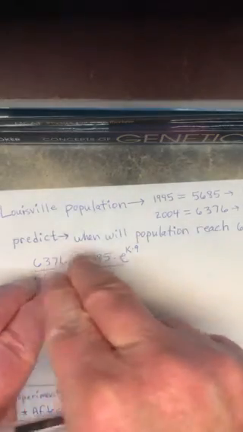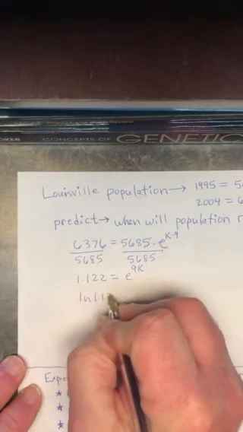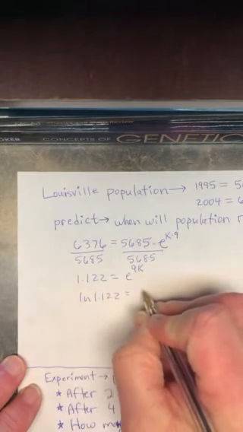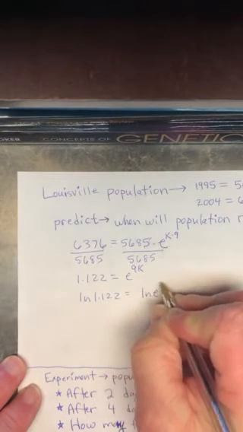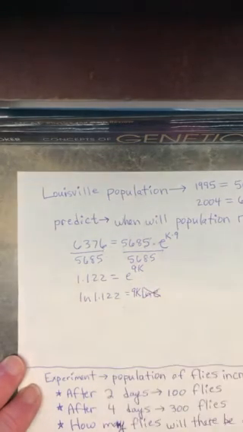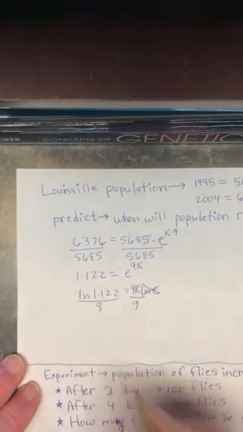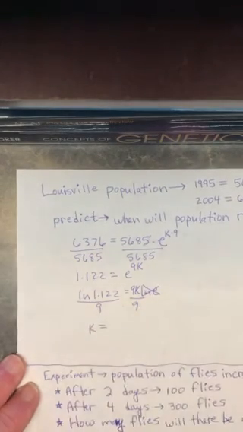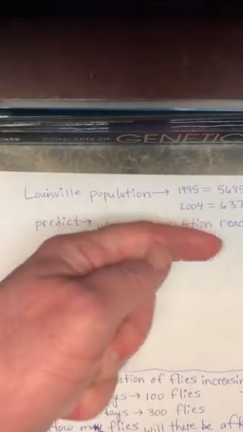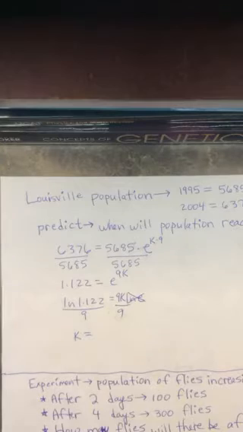I'm going to natural log both sides, agreed? ln of 1.122 equals ln of e to the 9k. The 9k comes in front. We ignore the ln of e. Divide by 9, right? Just like we've been doing. And my K value is, now obviously the population was growing, wasn't it? There's more people in 2004 than there were in 95. So I'm predicting a positive answer here.